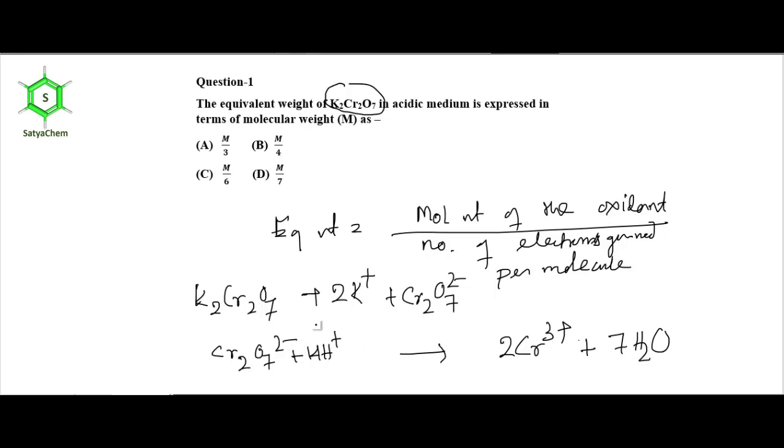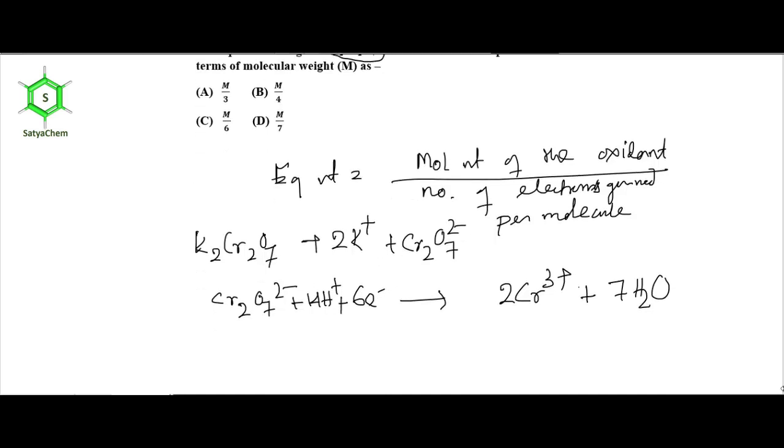left hand side. Total charge on left hand side is 12, whereas total charge on right hand side is positive 6. So to balance the charge we need to add 6 electrons. So it is clear that equivalent weight is the molecular weight of the oxidant, that is M, divided by 6 electrons, as 6 electrons are taken up by Cr2O7. So the correct option is C.